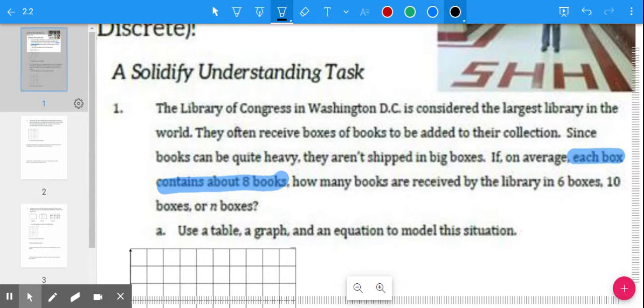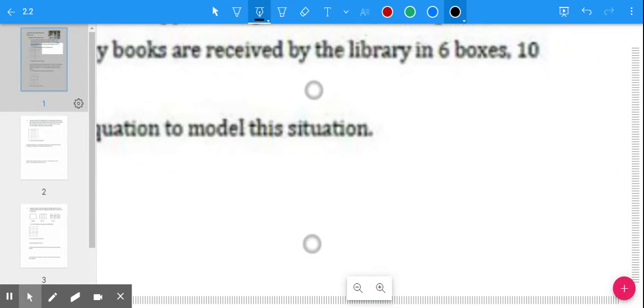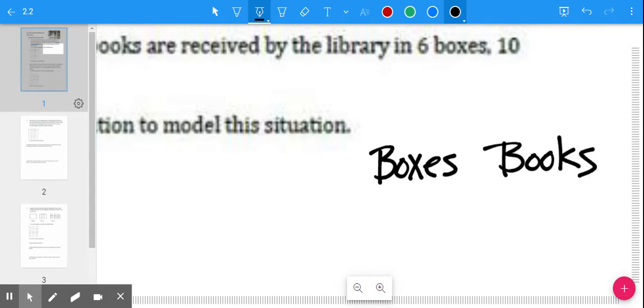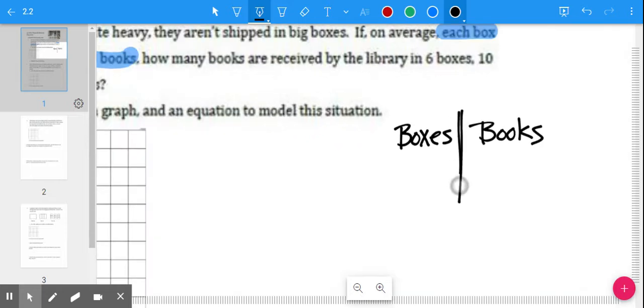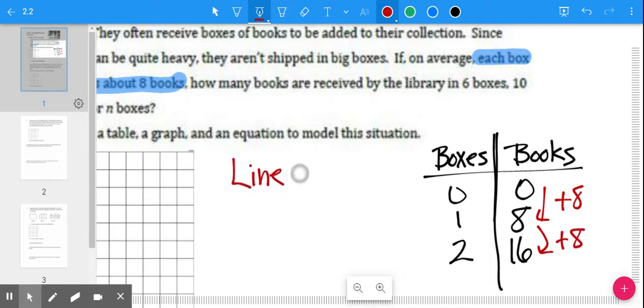So we have to create a table, a graph, and an equation to model the situation. So we're going to start with a table. So we know that there's boxes of books. So we have boxes and books. The number of books depends on how many boxes are received. So if there's 0 boxes received, there's 0 books. If there's 1 box, there's about 8 books. 2 boxes, 8 more books. So every box contains an additional 8 books, which lets us know that this is linear.